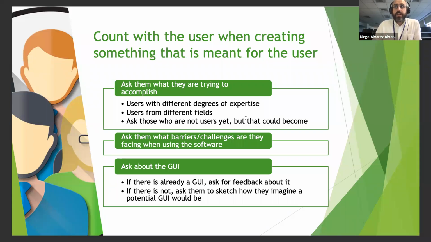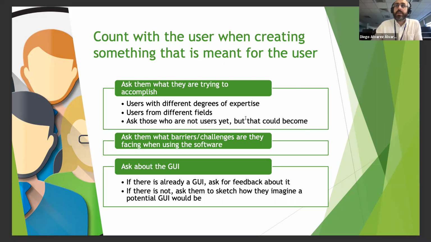And also think of those that are not users yet, but that could become users. This could be, for example, master students, PhD students, people who have no previous idea about this software and will need to adopt it. What sort of things will they find helpful? Do they need some sort of tutorial to help them get on board? Do they need some sort of wizard, a step-by-step process to get things done? Ask them what sort of things they will find useful in your software.